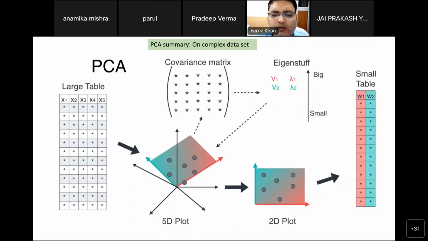we made a 5-dimension plot, a 5D plot, and cut it down to a 2-dimension plot based on the covariance matrix and eigenvalue calculation, and cut it down into a two-column table where W1 and W2 indicate the more important properties. So this way we can reduce the dimension, and similarly we can reduce the chemical features.